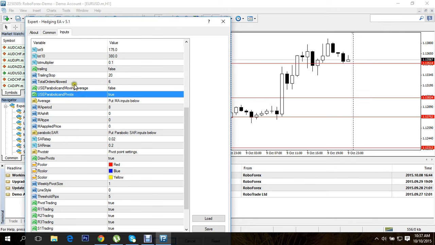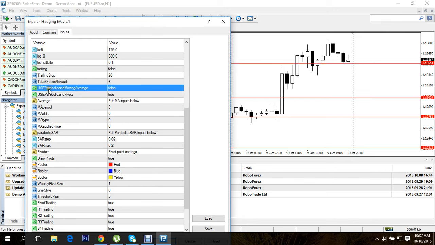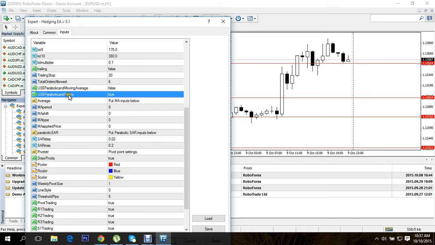Okay, so whenever you find parabolic SAR and moving average pointing the same direction, and you set it to true, it will start the first trade. Okay, let's say both of these two indicators are pointing to a buy trade, and you set this flag to true, then it will start its trade. Okay, if both of these two indicators are not pointing the same signal and you set it to true, it will not place any trade, and it will also look for parabolic SAR and pivot points.